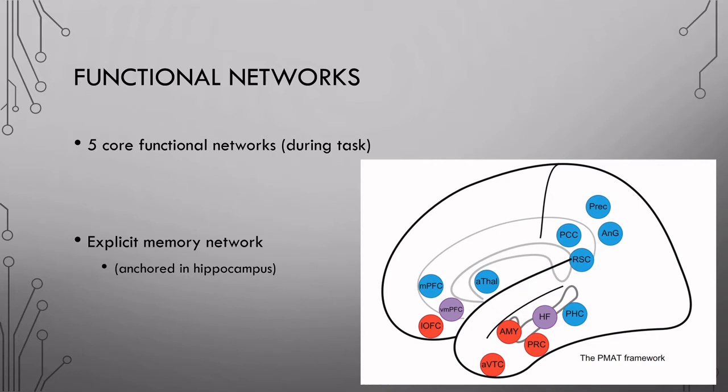The explicit memory network is essentially anchored in the hippocampus, which resides in the medial temporal lobe, so deep down in the middle of the brain. The hippocampus interacts with 2 separate subnetworks that we'll touch on later in this course. This is referred to as the PMAT framework, so the posterior medial section in blue here, and the anterior temporal section in red.